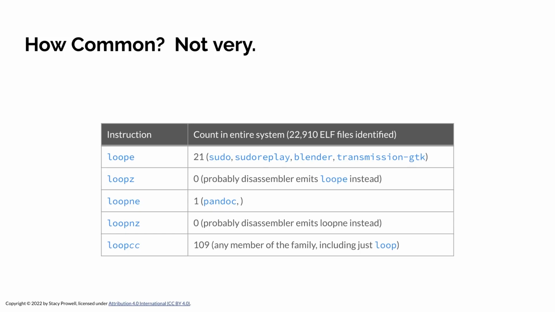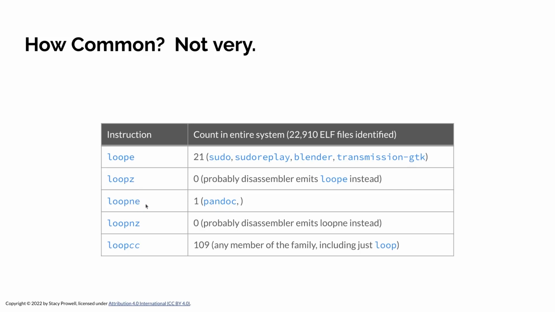Are these used? Well, they're not super common. I did a quick search. I found loop E in 21 executables. They included sudo, sudo replay, blender, and transmission. I looked for loop Z. I didn't find any. Probably because the disassembler emits loop E instead. Remember, they're synonyms, and the disassembler is not going to emit both, so I failed on that. There's no reason to actually count this.